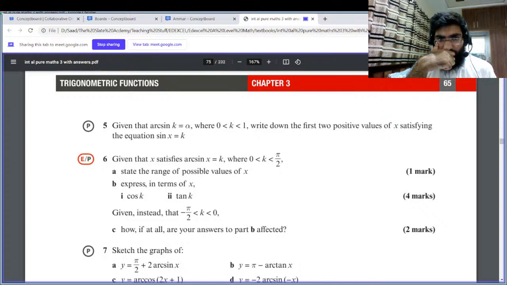Given that arc sine k is equal to k, write down the first two positive values of x satisfying the equation sine x is equal to k.